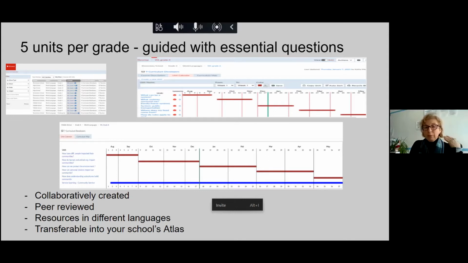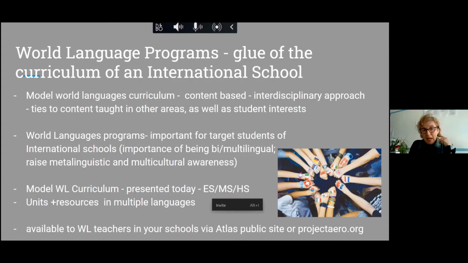So if you want to import them, as long as you give credit to the project, you can easily import them and reuse them in any way you want.